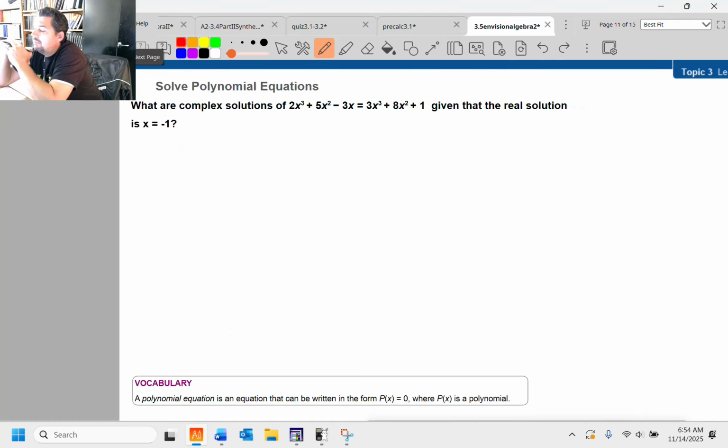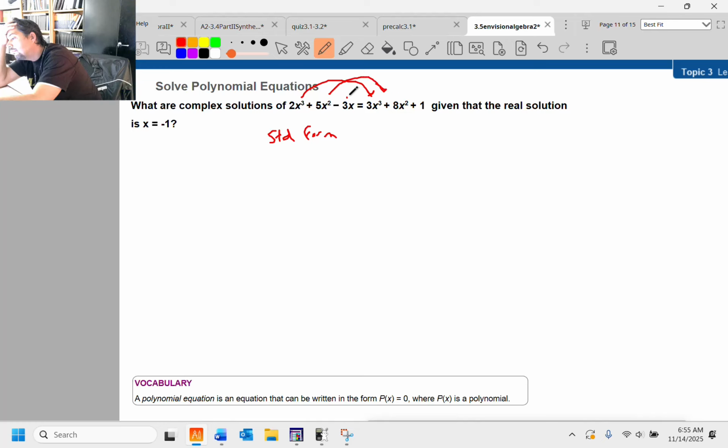All right, what are the complex solutions of 2x cubed plus 5x squared minus 3x equals 3x cubed plus 8x squared plus 1, given that the one real solution is x equals negative 1? Our first thing is to put this in standard form. I'm going to shift everything right because there's more x cubed on the right. So that gives me a 0 on the left-hand side. 3x cubed minus 2x cubed is an x cubed. 8x squared minus 5x squared is a 3x squared. And the 3x gets moved over, changes its sign, and there was already a 1.